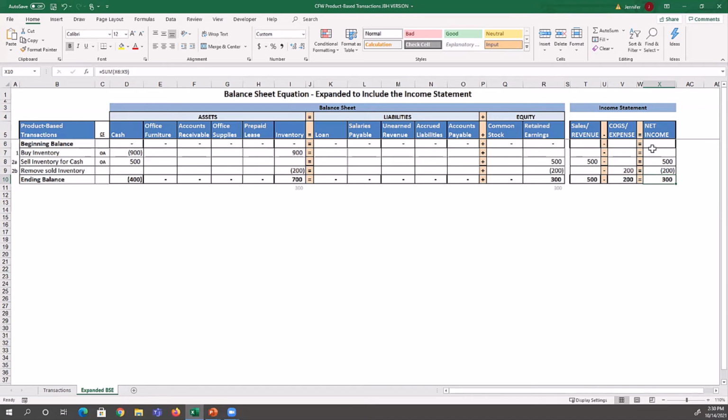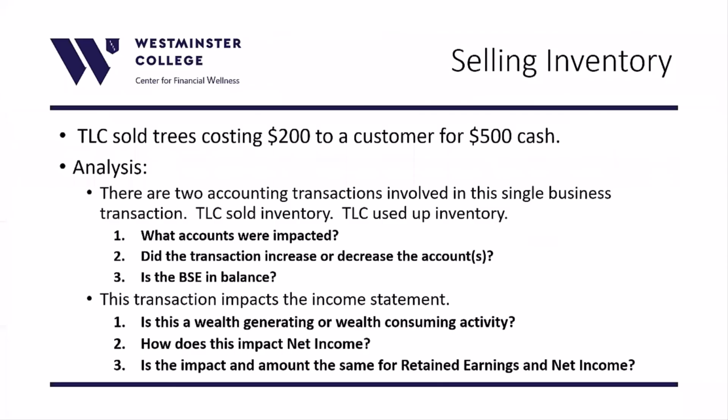Just looking at the net income column, we can see that our company earned a gross profit of $300. Sales revenue of $500 minus cost of goods sold of $200 means they have a gross profit of $300. And you'll notice that the company's internally generated equity claims has likewise increased by the $300 gross profit amount. That should make sense.